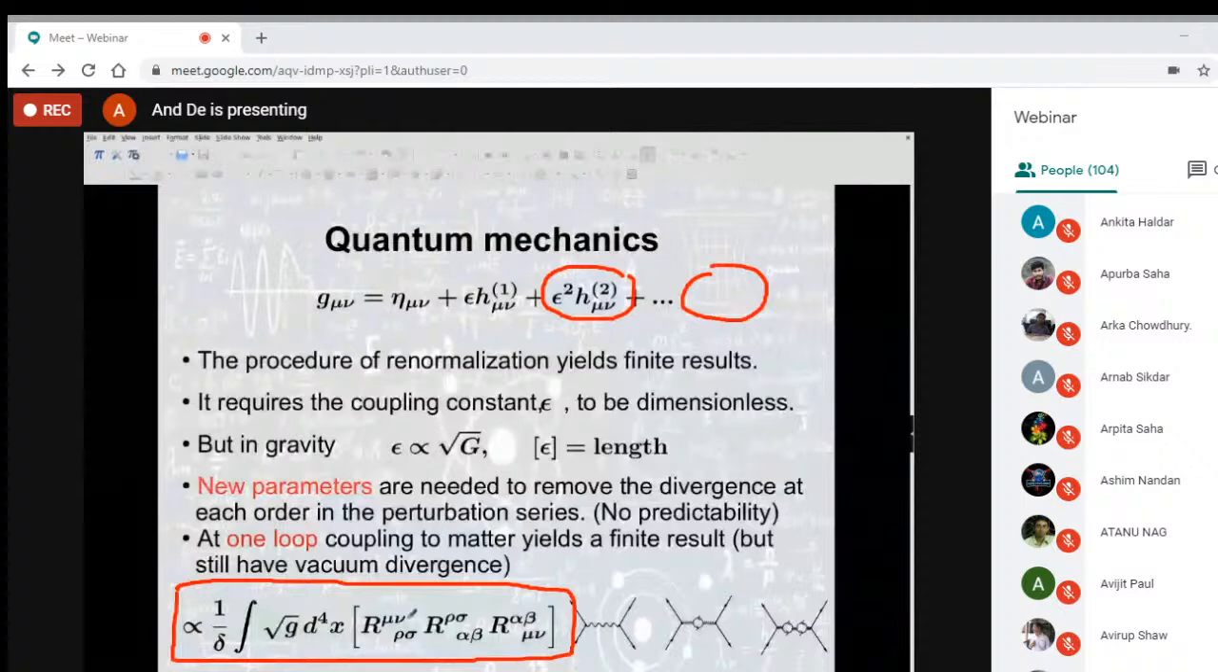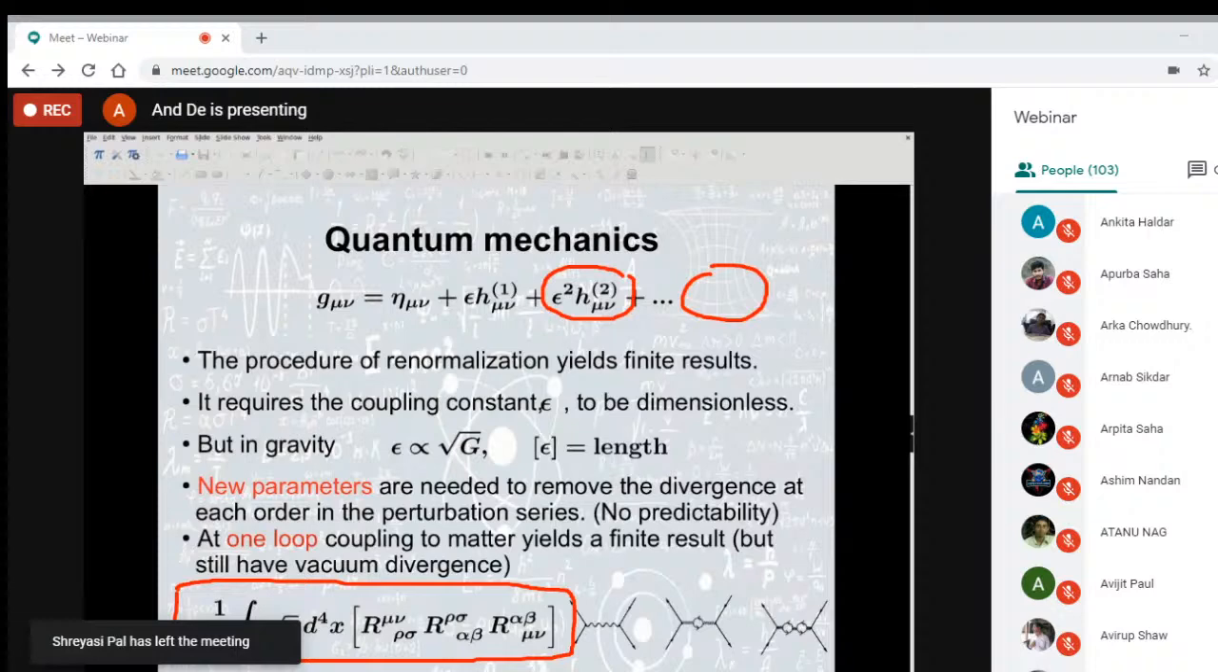So if you go to two loops, notice what you get. This is the Riemann curvature tensor we talked about earlier. It goes to the power of 3, essentially, of the Riemann curvature tensor, this expression. But the problem is we have this delta. This calculation was done using what's called dimensional regularization, where one sets the space-time dimension as 4 plus or minus a certain amount. That certain amount is delta.